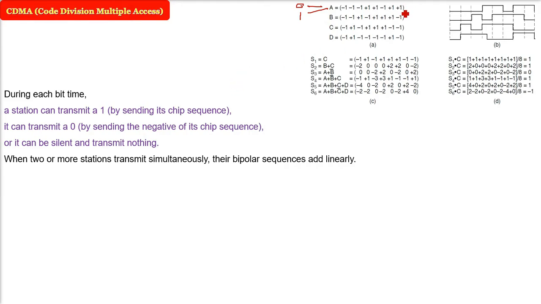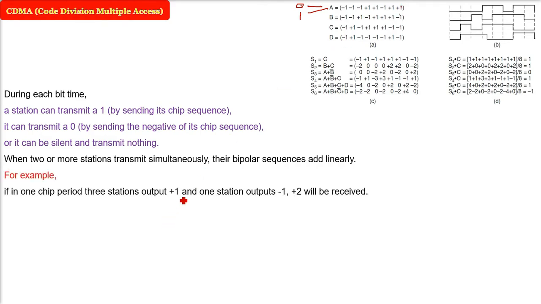That is, you will take the pairwise one-by-one dot product and just add them. For example, in one chip period, three stations output 1. For example, A, B, C are sending 1. The D station is sending a -1. Just add them. What do you get? You will get a +2. This will be sent to the channel.